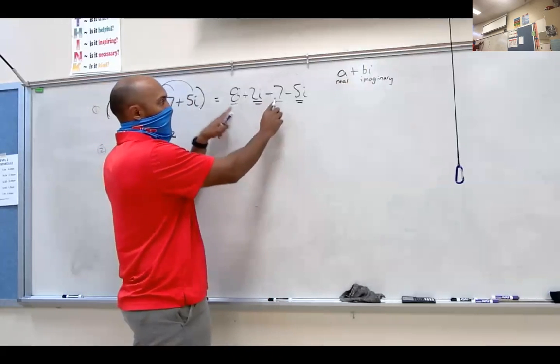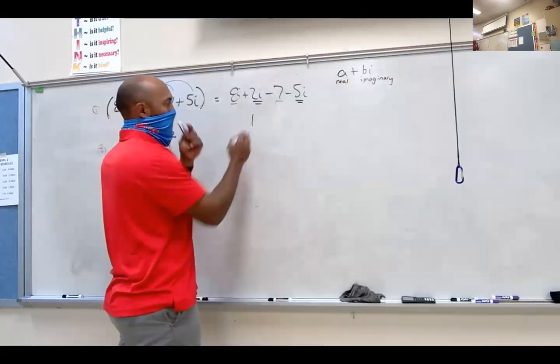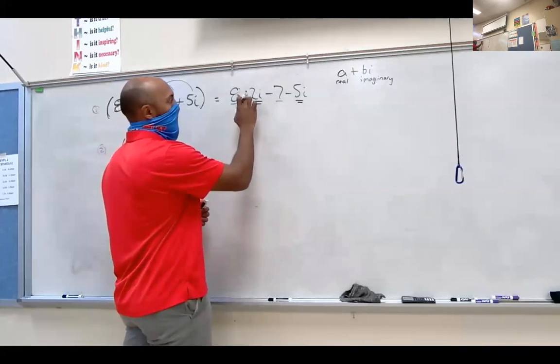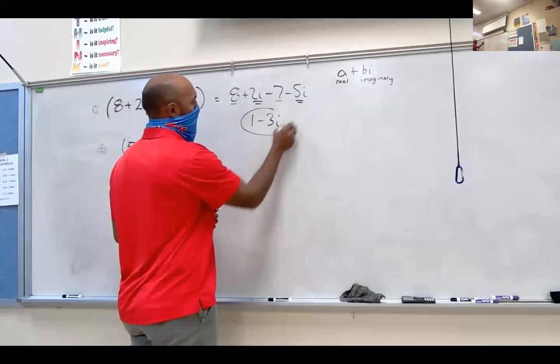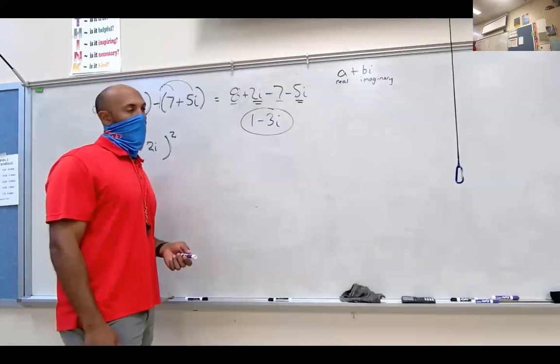So first, I want to add and subtract the 8 and 7. So 8 minus 7, 1. So I'm going to write that number first because that's the real part of the problem. The negative 2 plus, or minus 5 is negative 3i. Okay, and then that's it. That's all you can do.